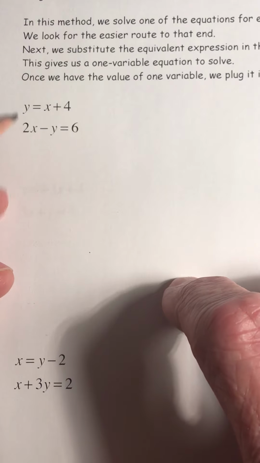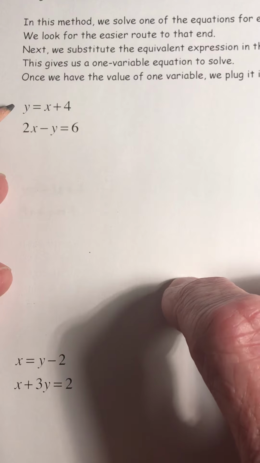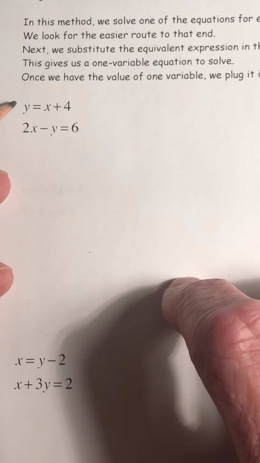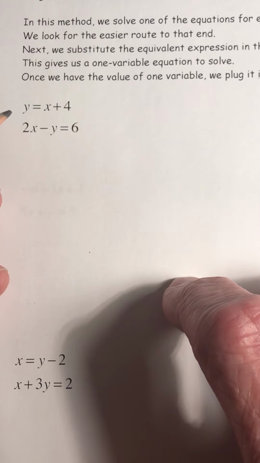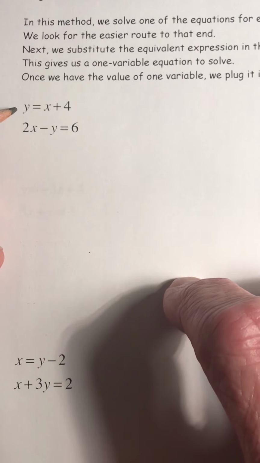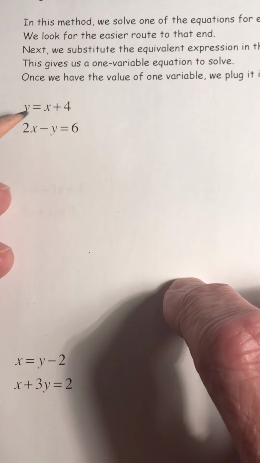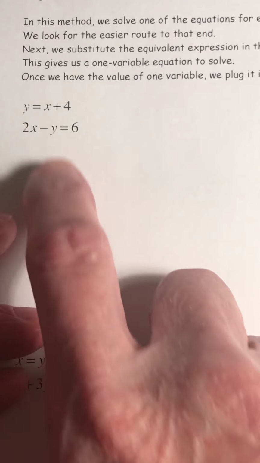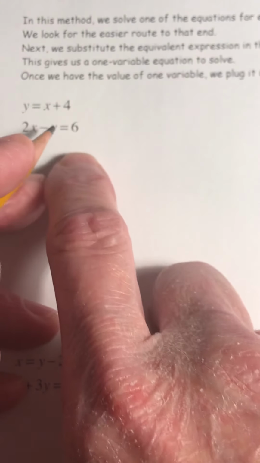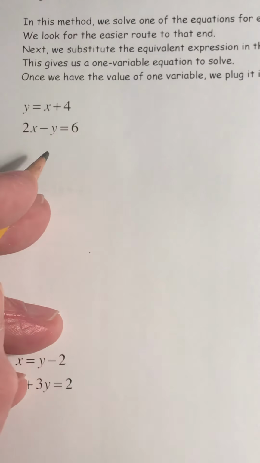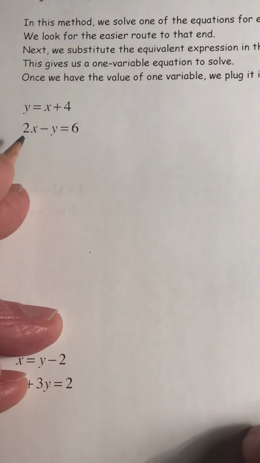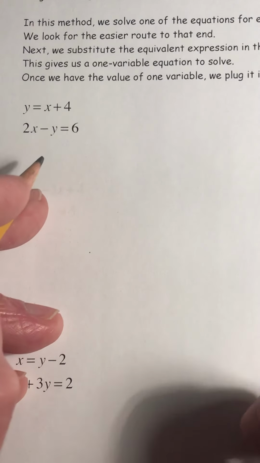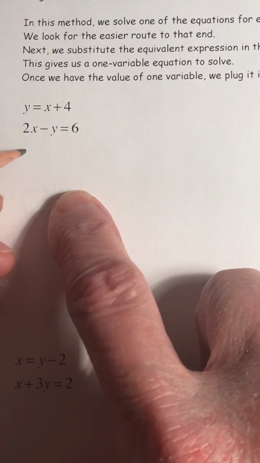You take a look at your two equations and think, how could I get one variable all by itself in either one of them as easily as possible? And in this example, the first equation already has y all by itself. It says y is the same as x plus 4. So we're going to use that x plus 4 as a substitute for the y in the second equation. But here's what I mean if I write it out.